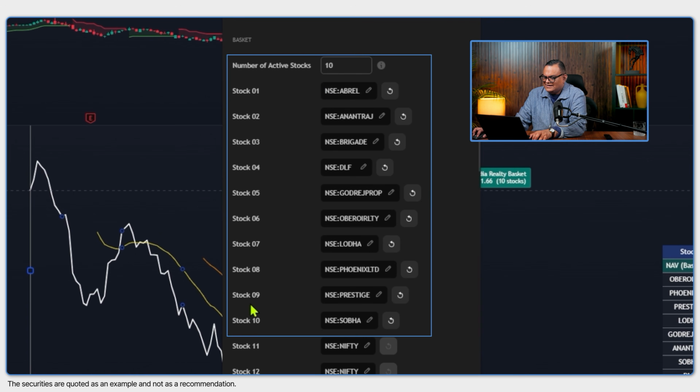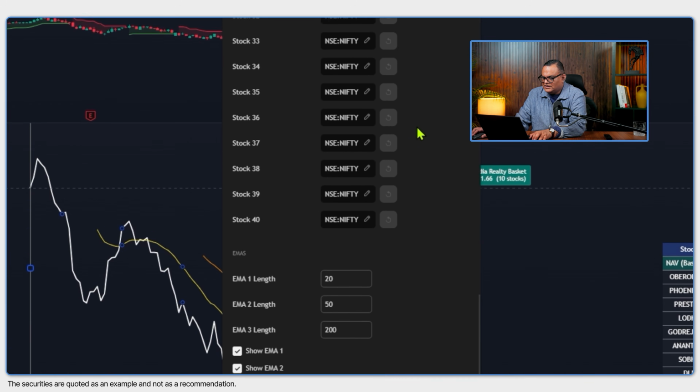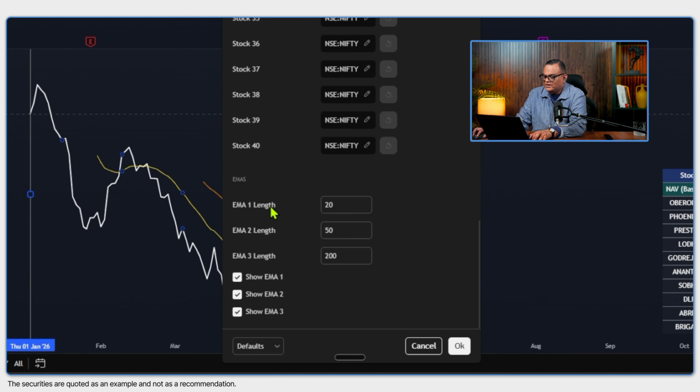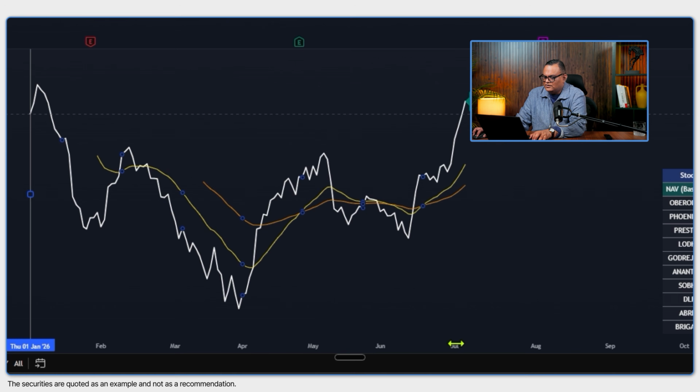As you can see, we've got 10 stocks over here, and the number of active stocks is also 10. So that's pretty much it. And after that, if you come down, if you want, you could have a couple of EMAs to track the index performance. So we have 20, 50, and 200 over here. I click on OK.